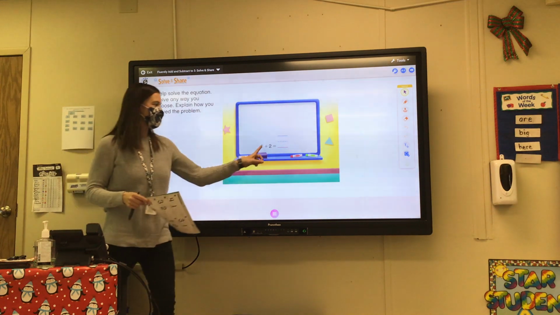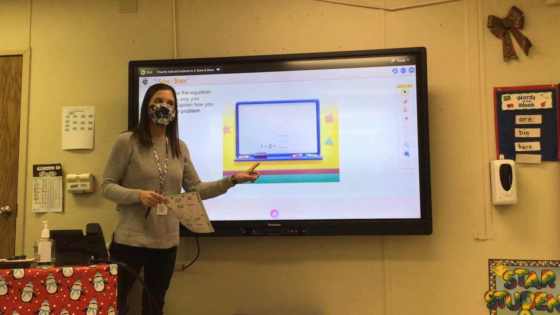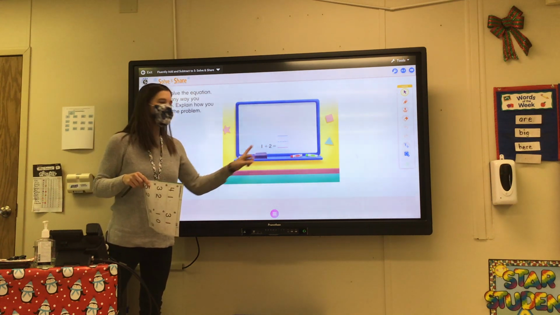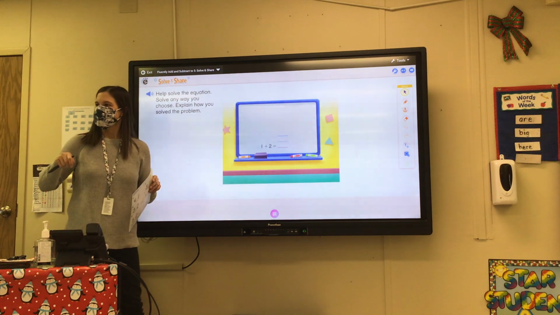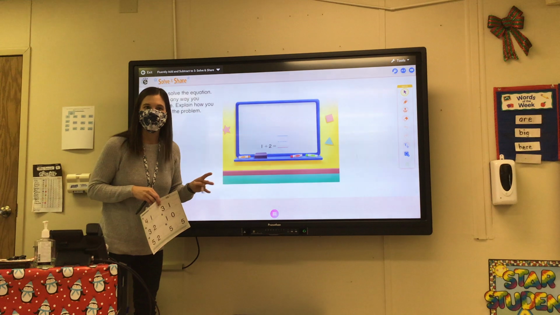Let's look at the equation down here. What is the sign that you see? You see an equal sign. What else do you see? Plus. Look here, it goes like this. That's the plus sign, right?